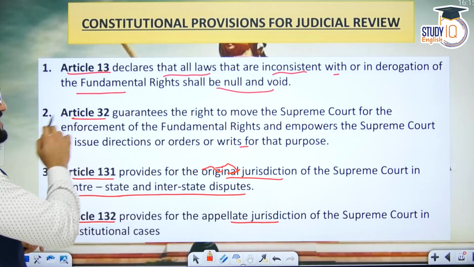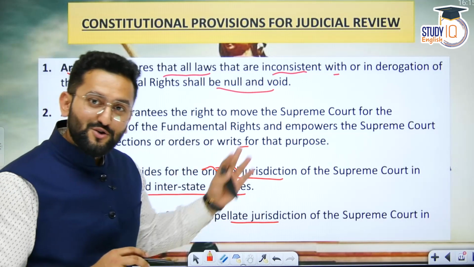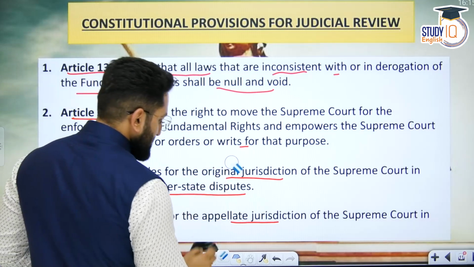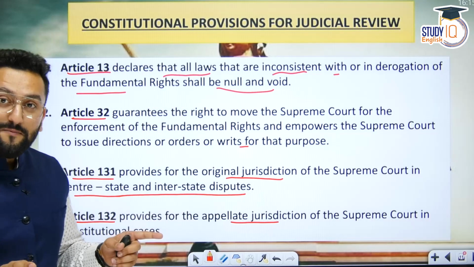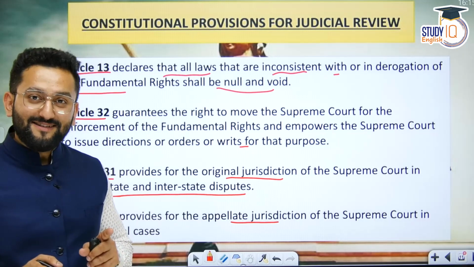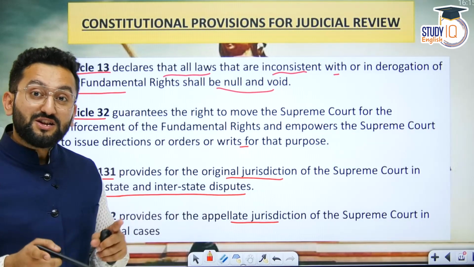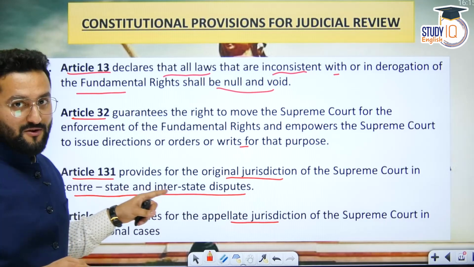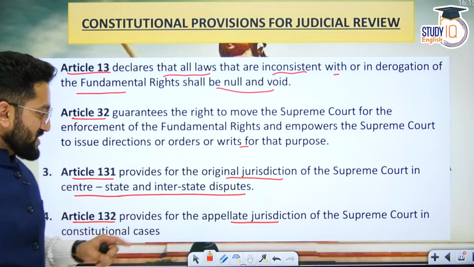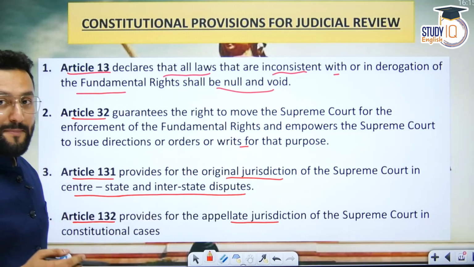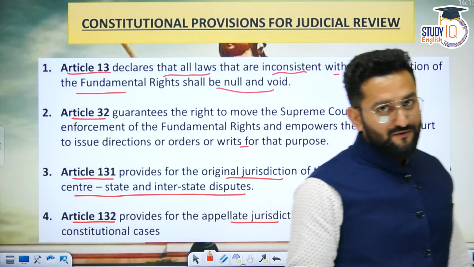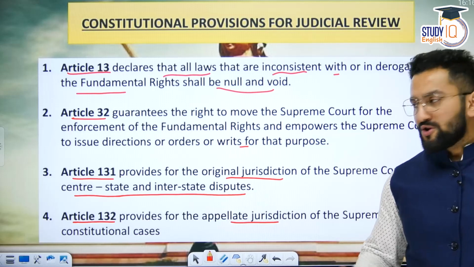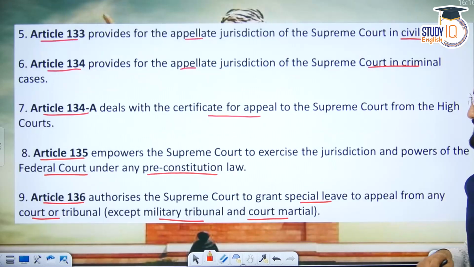Okay. Article 32 regarding fundamental rights, the Supreme Court issues writs. Article 131, original jurisdiction, we discussed it, right? Center-state, and in the previous session we discussed interstate. So interstate, center-state, any kind of dispute can be taken up at the level of the Supreme Court as per original jurisdiction. Article 132, appellate jurisdiction, means a matter with which you are not satisfied, which has already been pronounced, say at the level of the High Court, you can take up this matter at the level of the Supreme Court.